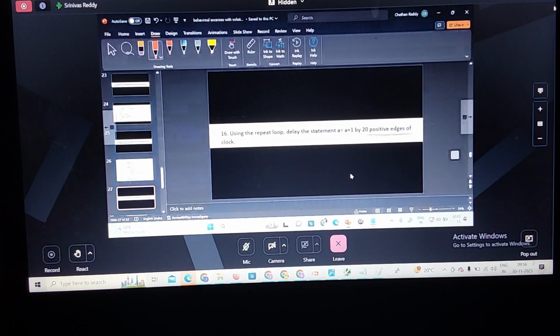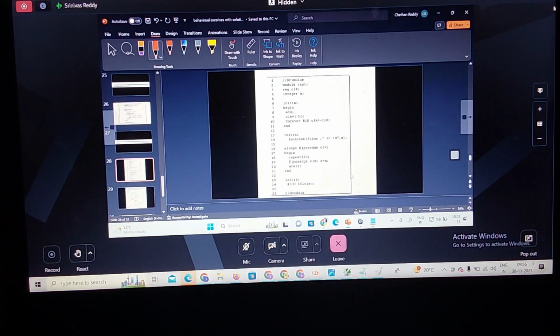What could be the mistake? So we are writing always at the positive edge of the clock. So we are using repeat 20 positive edge of the clock, A is equal to A. And this should be correct, right?